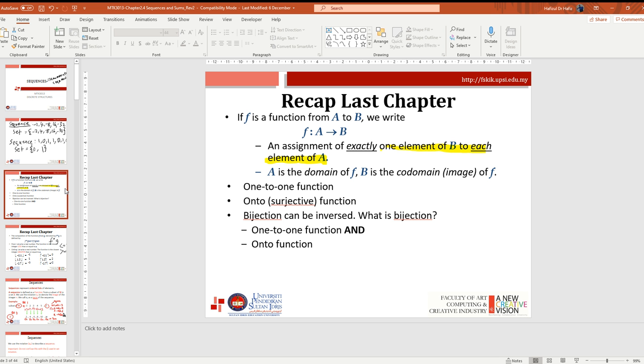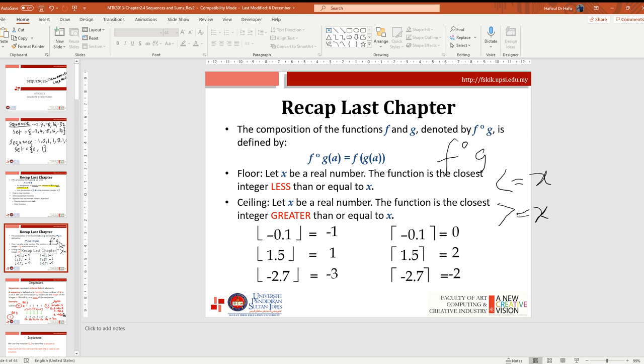And then we have also the one-to-one function, which maps the function. We also already learned surjective and bijection, and we also learned how to find the inverse from one-to-one and onto functions. We also looked at the composition, where we compose the functions f and g, and we also looked at floor and ceiling.